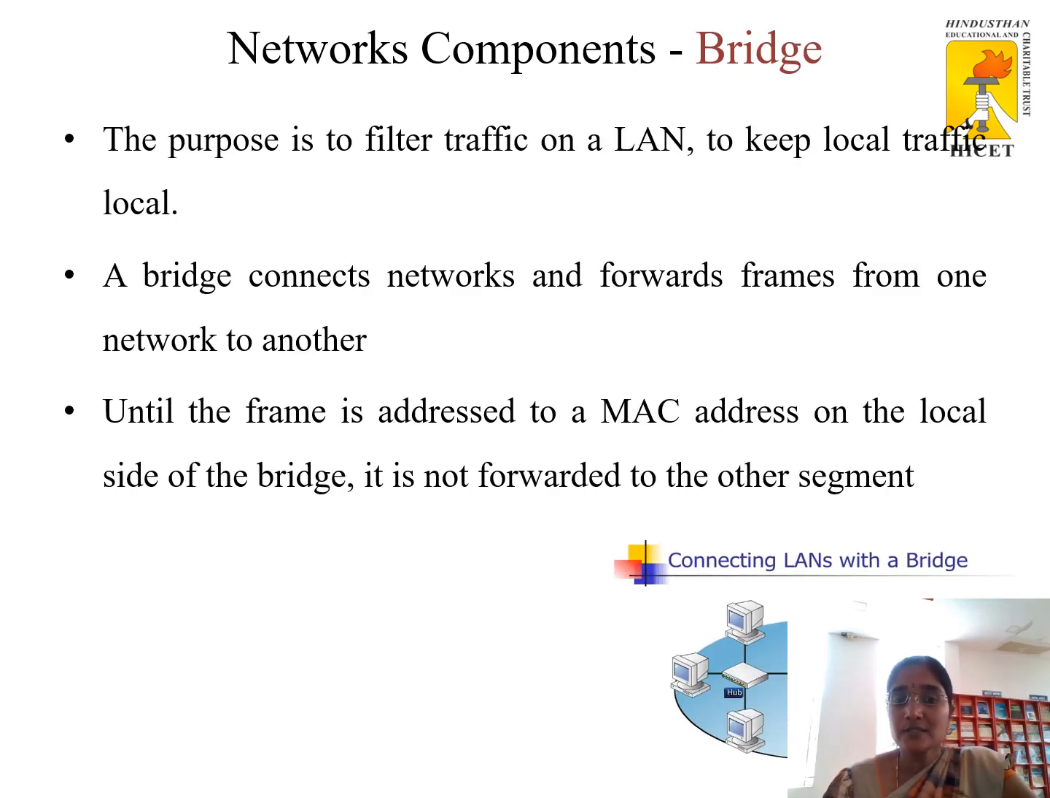Whereas the bridge, the main purpose of the bridge is to filter traffic on a local area network, to keep the traffic in a constant manner. If too much traffic comes over, the data will overflow and there will be a lot of data loss. So the bridge connects networks and forwards frames from one network to another. Until the frame is addressed to a MAC address on the local side of the bridge, it is not forwarded to the other segment. So when you are making connections between two different LANs, you have to go by the MAC address, so that they can get connected.